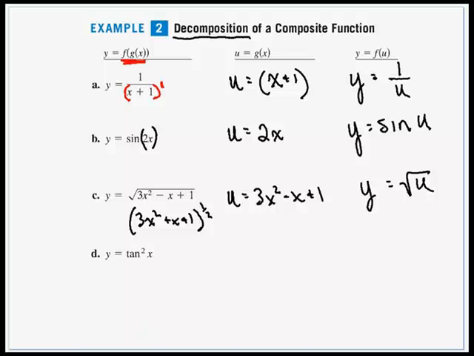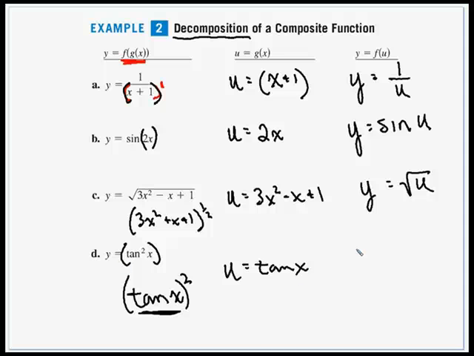In letter D, remember tan squared of x. When you see the squared right on top of the trig function, you can put parentheses around it and move that squared out. So you could rewrite this as the tan of x quantity squared. Parentheses are a good giveaway to the inner function, and here we do have an inner function. We have something raised to a power. So we're going to let that something be our inner function, the tan of x.